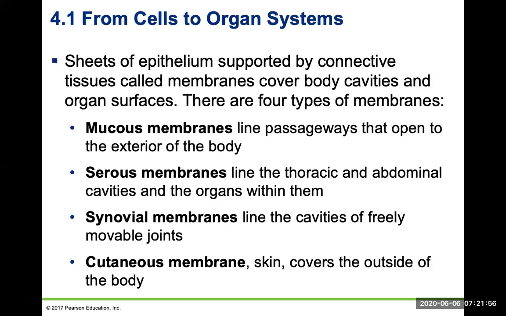We can have a mucous membrane that lines passageways that open to the exterior of the body. A serous membrane lines the thoracic and abdominal cavities and the organs within them. Synovial membranes line cavities of freely movable joints, such as your knee or elbow, and the cutaneous membrane, such as the skin, covers the outside of your body.